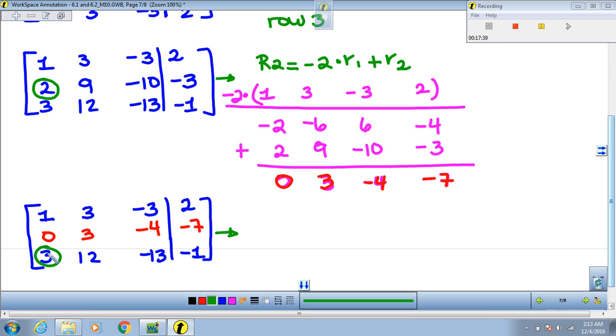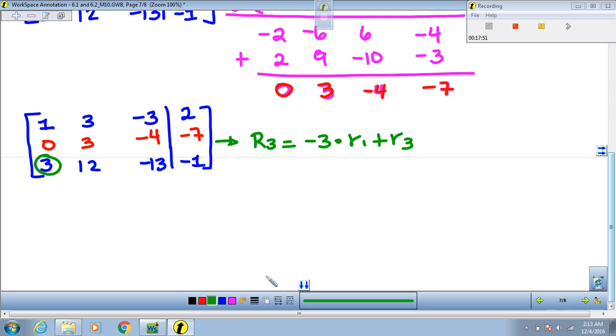So the next thing we're going to do is make this one a 0. So row 3 is going to change by you doing negative 3 times every number that is in row 1, because there is a 1 at the top. And then you add that to row 3. So row 1 is 1, 3, negative 3, and 2 again. So we're going to multiply these numbers by negative 3.